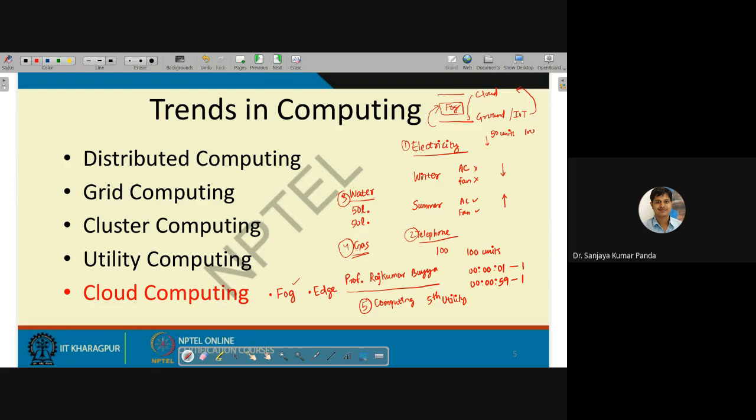We have routers, we have gateways. They also have some processing power. These are the network devices that we are using. You studied in network. So there also you can push your data. That is called edge computing.